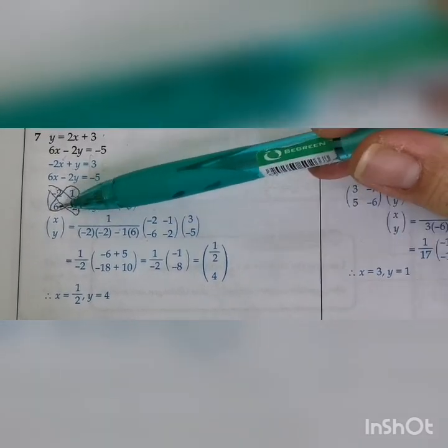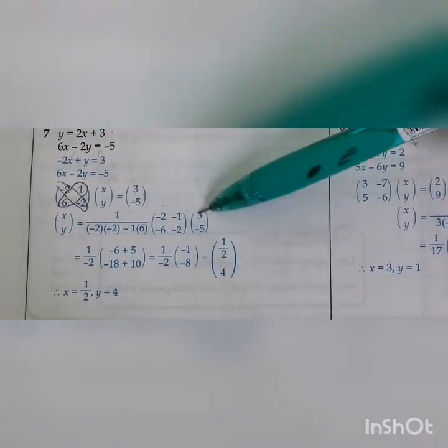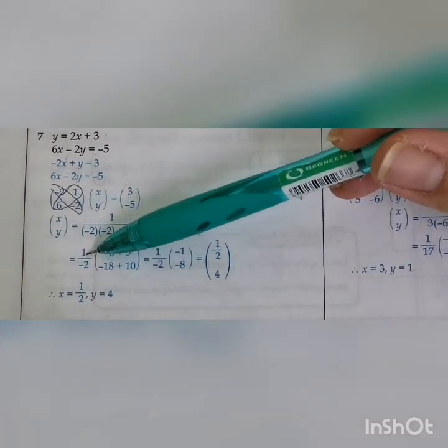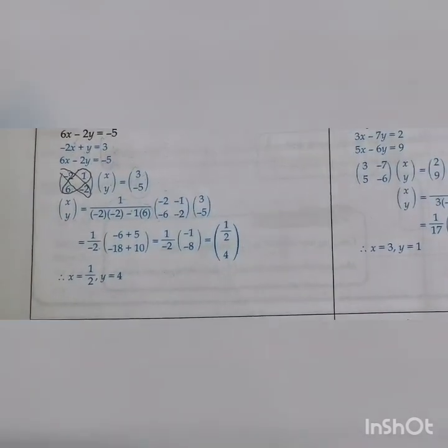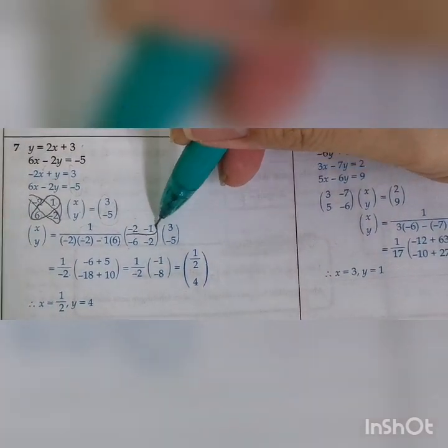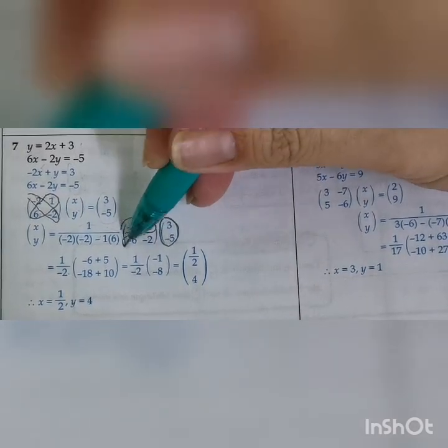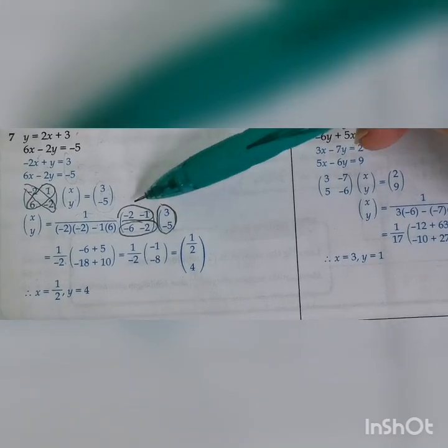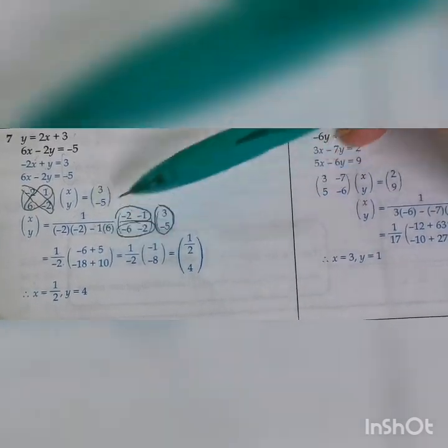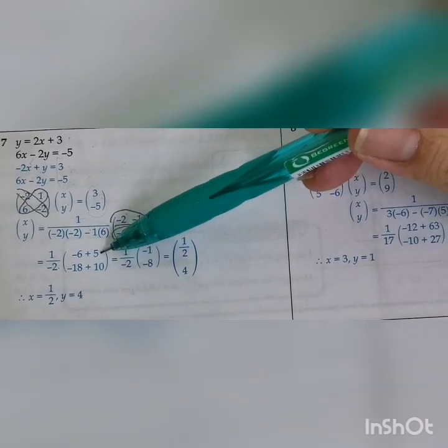These two we change the symbol, so become negative negative. And 3 and negative 5 we need to put at the back. This one, after you simplify, is 1 over negative 2. After that, this one you need to times it. It is row times column. So negative 2 times 3 becomes negative 6. In the middle is plus. Negative 1 times negative 5 becomes positive 5.